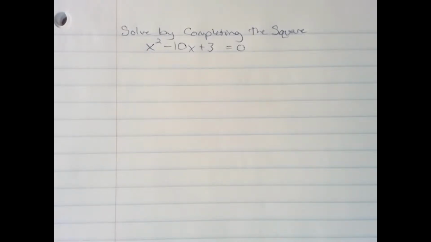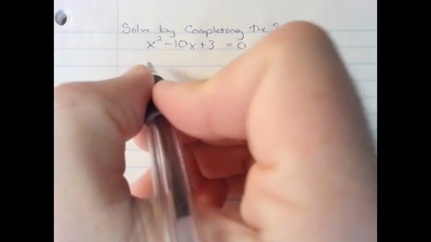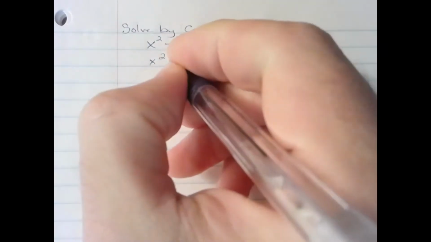Here's an example of solving a quadratic equation by not using the quadratic formula, but by doing what we call completing the square. First thing we do is get all the variable terms to one side. I'm going to subtract 3 from both sides.